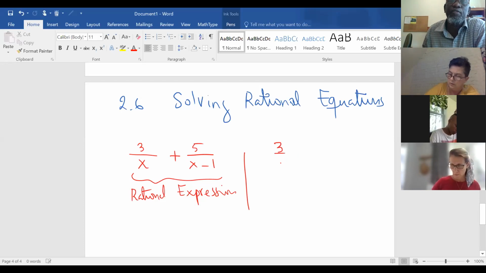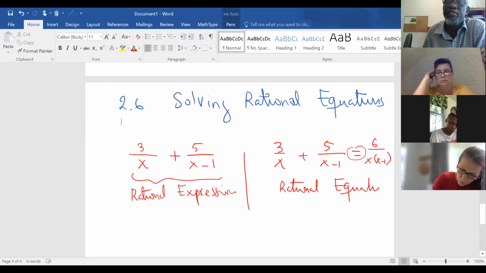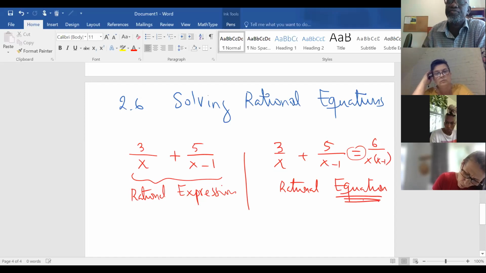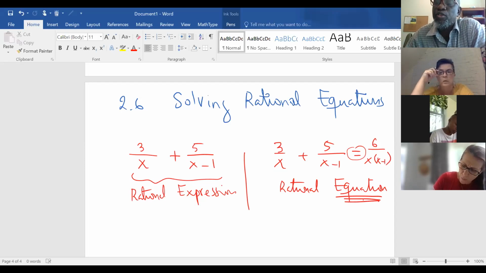Now, when we say 3 over x plus 5 over x minus 1 equal to 6 over x minus 1, because of this, it is now a rational equation. You see, what you're going to do in this section is solve this type of equations. Okay.